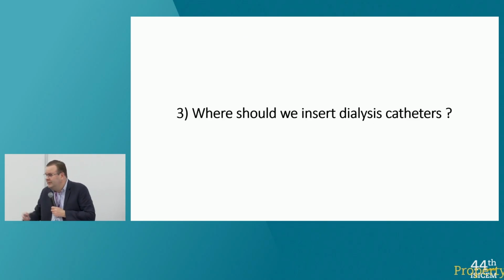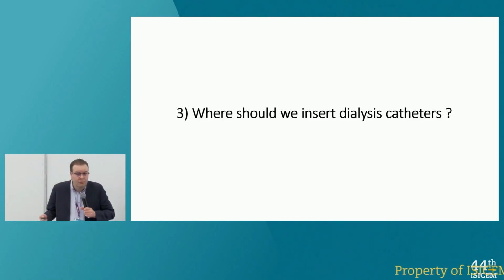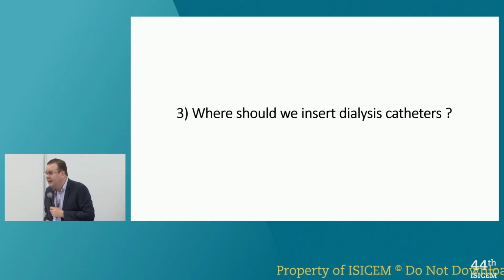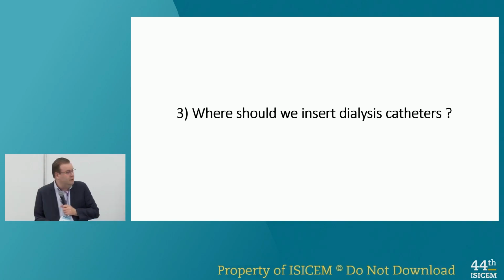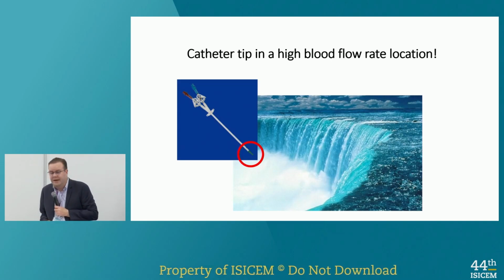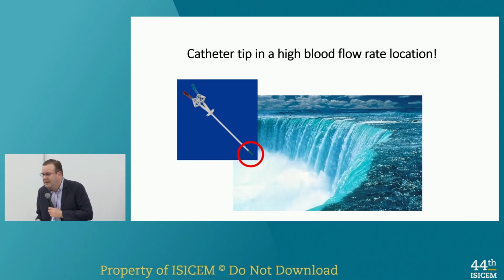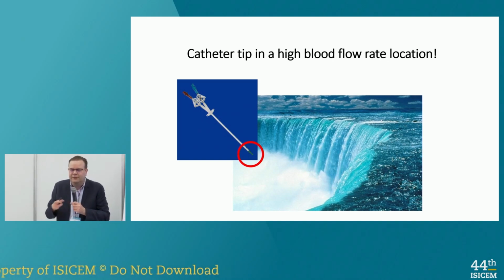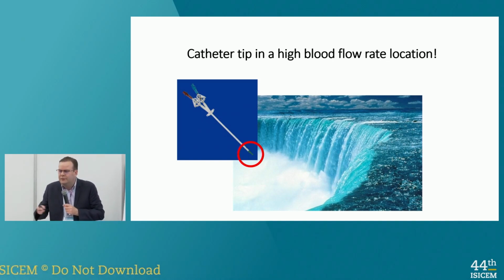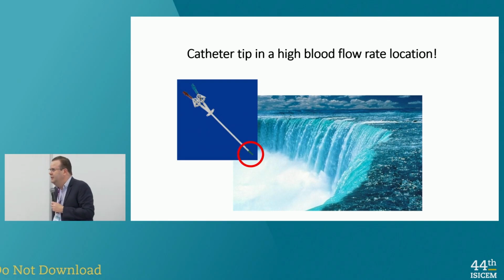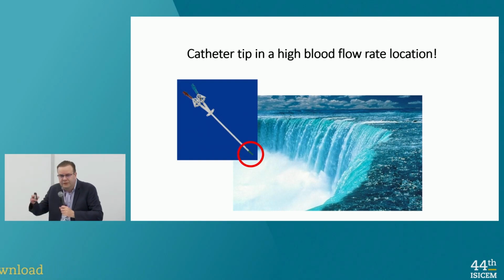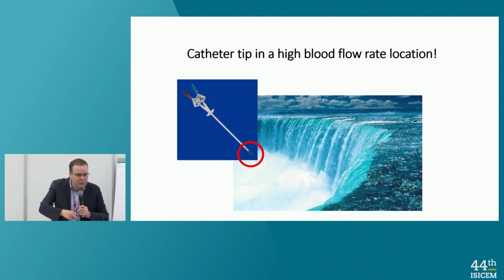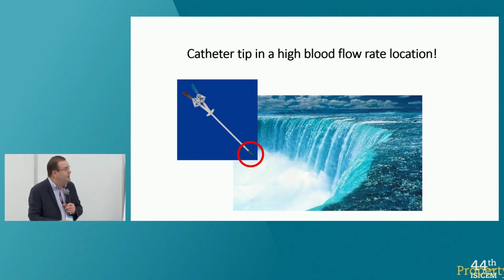Okay, so where do you insert your dialysis catheter? Well, we don't decide by random, but we have to follow the KDIGO guidelines, the international recommendations. What do they say? They say that we want the tip of the catheter located in a high blood flow rate location. So where do you have a high blood flow rate location in your body? At the entrance of the right atrium, right? This is where the blood flow is the highest.